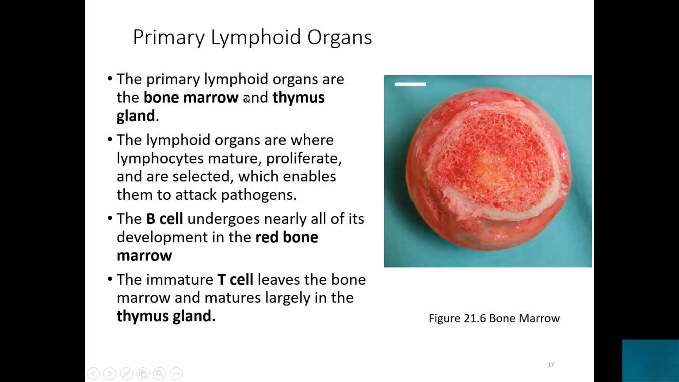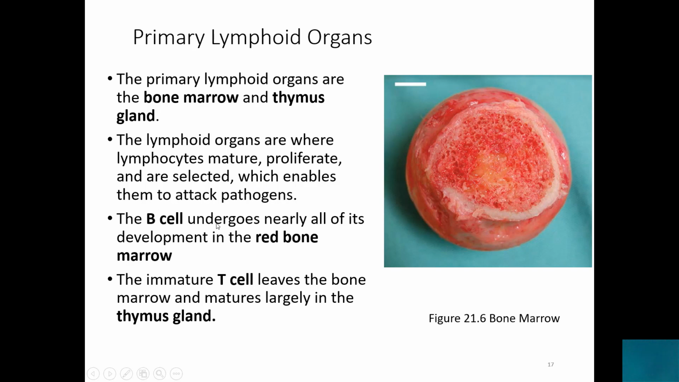Now let's talk about lymphoid organs, primary lymphoid organs. That would be bone marrow and thymus. Why are they primary? Because that's where all the cells of the lymphatic system, T cells and B cells, are produced. They are the lymphoid organs where lymphocytes mature, proliferate, and are selected to do their job, which enables them to attack pathogens.